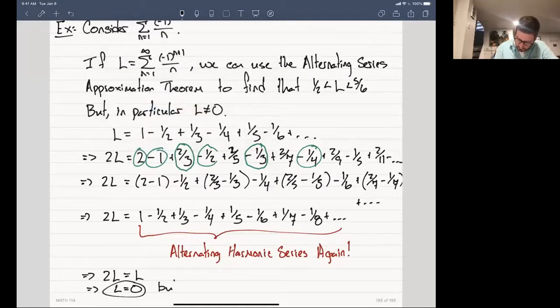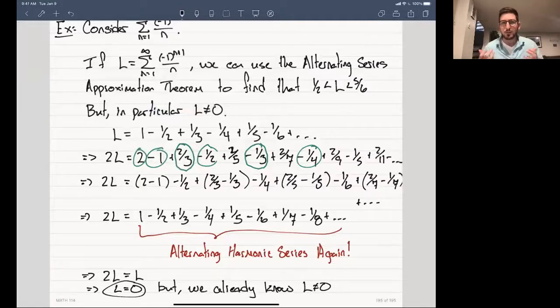But we already know L does not equal 0. So this is really, really weird, right? And why did it screw things up, right? Why did it go wrong?